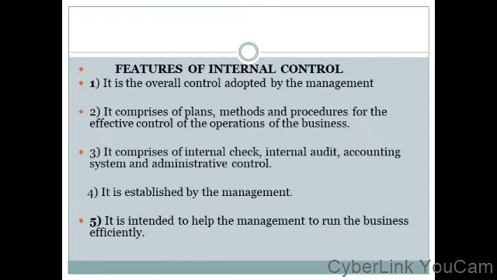Based on this meaning, now we try to derive the features of internal control. From these definitions, the first feature we can derive is that it is the overall control adopted by the management. The management of the business organization adopts the internal control system. Internal control indicates a control over the business operations, whether financial or non-financial transactions. The management of the organization establishes or adopts the internal control system.